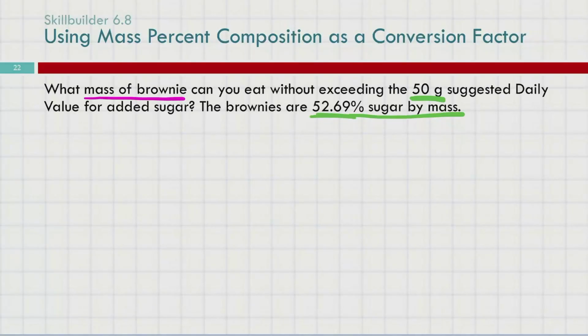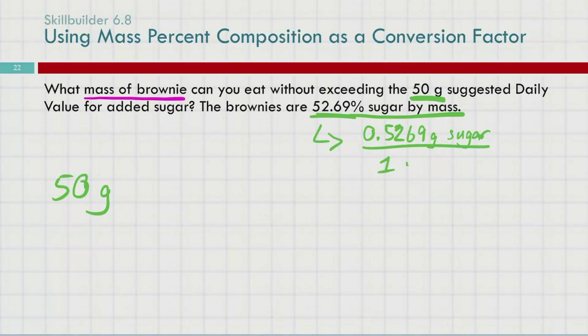So starting with 50 grams, I'm starting with 50 grams because 52.69 is our conversion factor. I like to start with the thing that's got the simplest units. The 50 grams is going to be the simplest units. This 52.69% means that we've got 0.5269 grams sugar in every 1 gram of brownie. We magically arrived at this as a conversion factor now, and I skipped all the algebra, which I can definitely do, believe me.